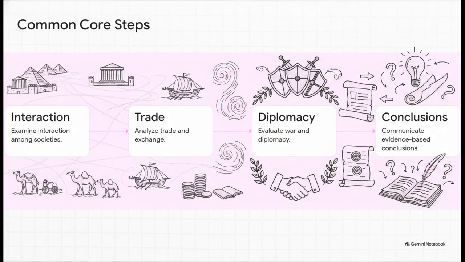To really process all these massive empires, you're going to rely on specific Common Core literacy standards for evidence-based reading and writing. You'll follow a clear, step-by-step progression. Step 1. Examining the complex interaction among these societies. Step 2. Analyzing vast systems of international trade and exchange. Step 3. Evaluating the messy web of war and diplomacy. And Step 4. Communicating your own solid, evidence-based conclusions about these cultural developments.